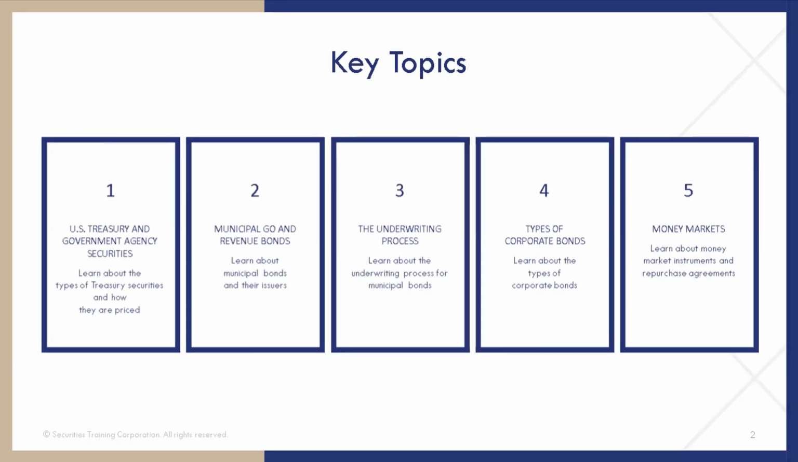We're going to start with a discussion of Treasury securities, the T-bills, T-notes, T-bonds, and a couple of other different types of treasuries. And then we'll turn our attention briefly to the government agencies. We'll then look at municipal bonds. The two major types of municipal bonds are general obligation bonds, sometimes referred to as GO bonds, and revenue bonds. We'll look at the underwriting process. What does that mean? How do the bonds get from the issuer into the investor's hands?